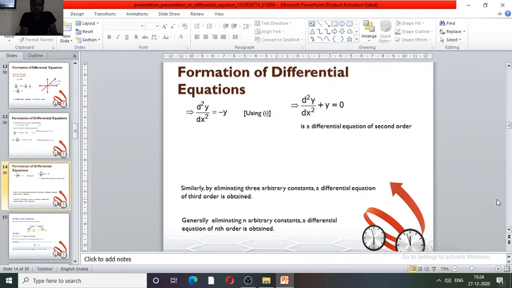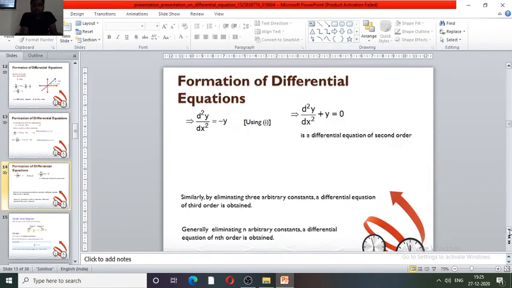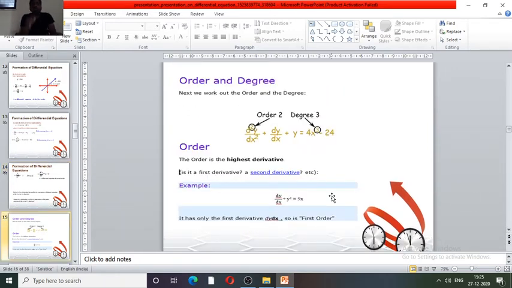So if we substitute the values in the above equation, d2y by dx square is minus a cos(x plus b), so we get d2y by dx square is equal to minus y, that is d2y upon dx square plus y is equal to 0, which is the differential equation of the second order. So this is basically called formation of differential equation, that is, using the given equation.